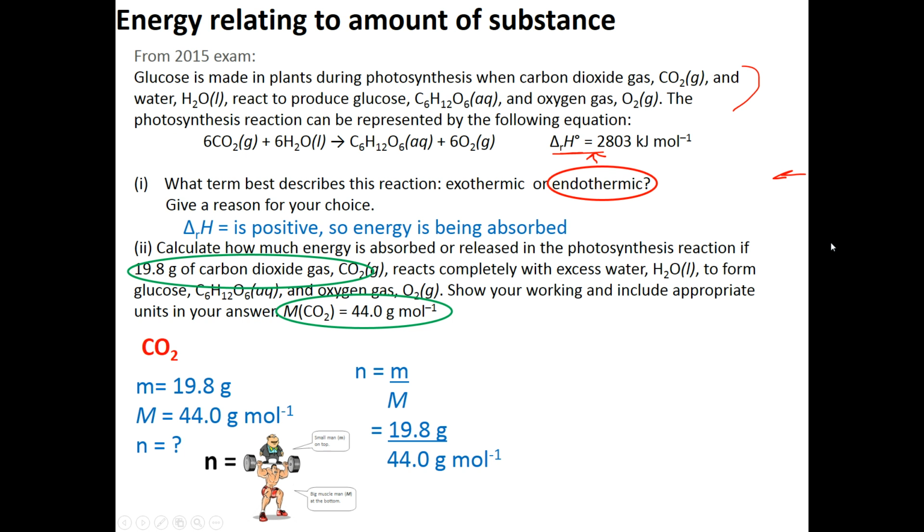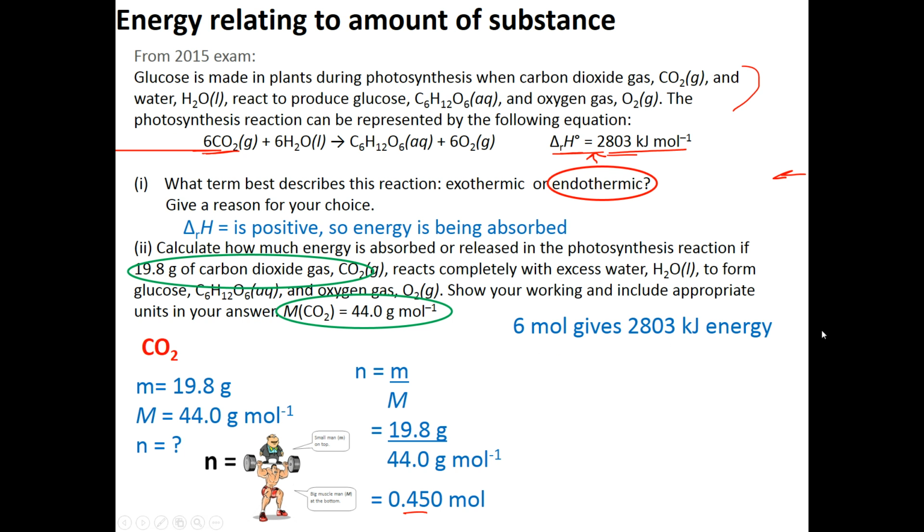And if we put those values into this equation, then you'll get an amount of just under half a mole of carbon dioxide. Now, we have not finished yet, because when we go back here, we can see that 6 moles gives you this amount of energy. Now remember, although it says kilojoules per mole, it's relative to the equation. So we're looking at 6 moles gives you 2,803 kilojoules of energy. But we've only got less than half a mole. So you've got to do that conversion.